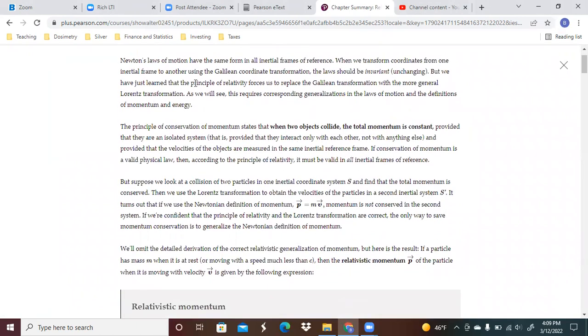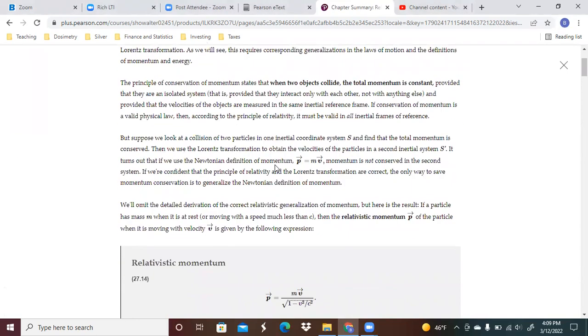So this is just a paraphrase of what I had said earlier. The principle of conservation of momentum states that when two objects collide, the total momentum is constant, provided that they are in an isolated system. In other words, they interact only with each other, not anything else. And provided that the velocities of the objects are measured in the same inertial reference frame.